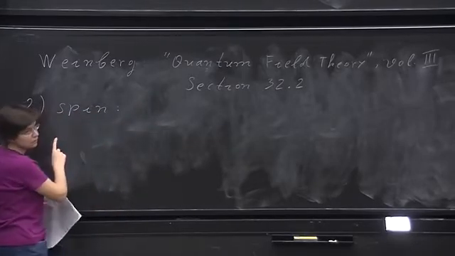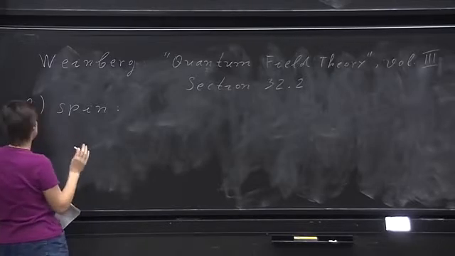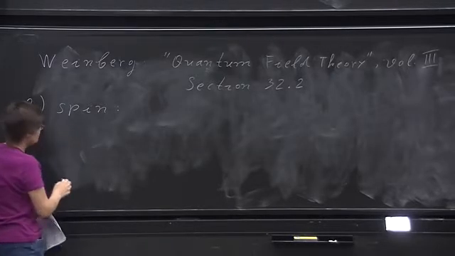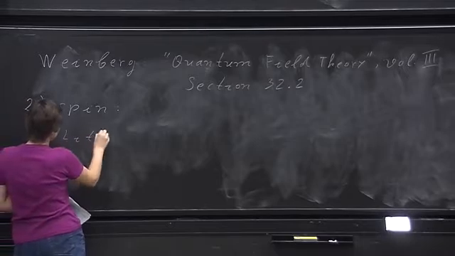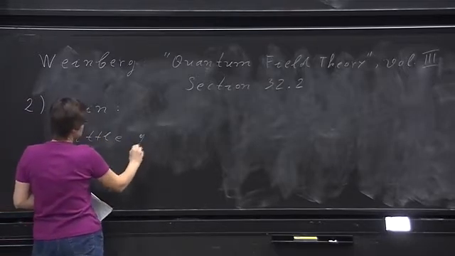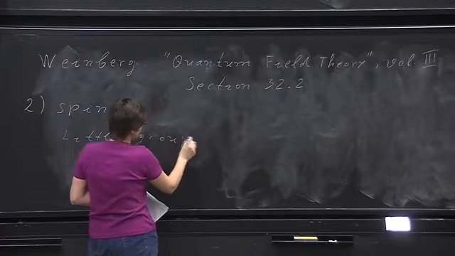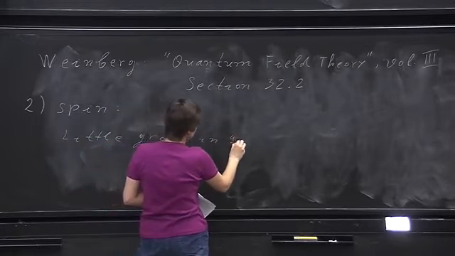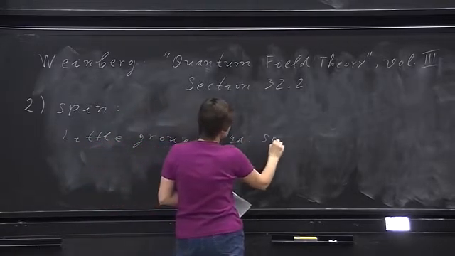How would we define spin in higher dimensions? So the key difference is that in 4 dimensions, we remember that the little group was just SO(2).